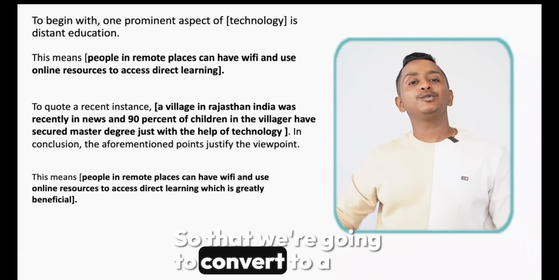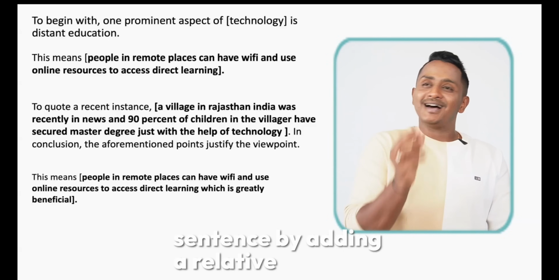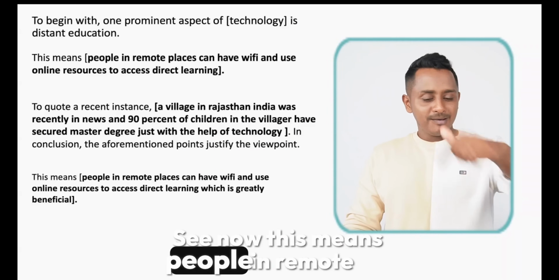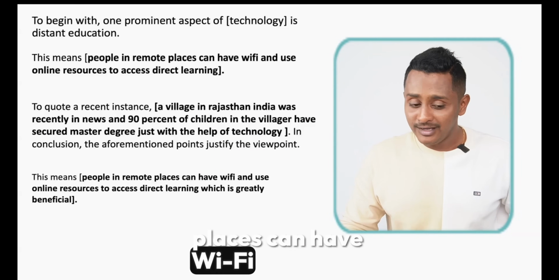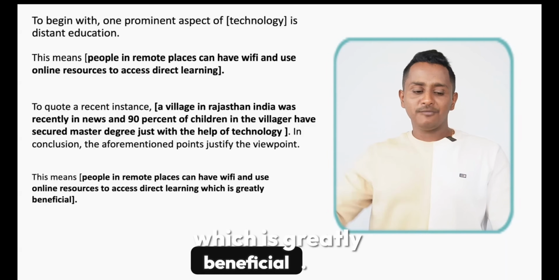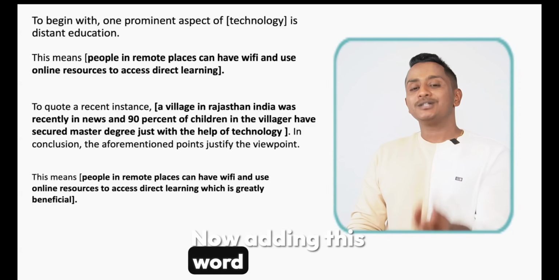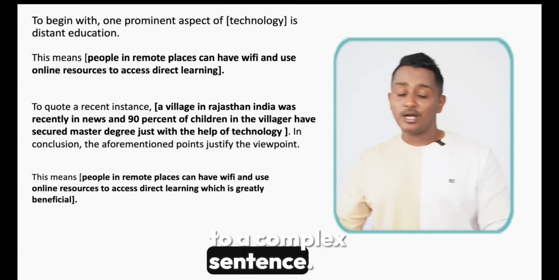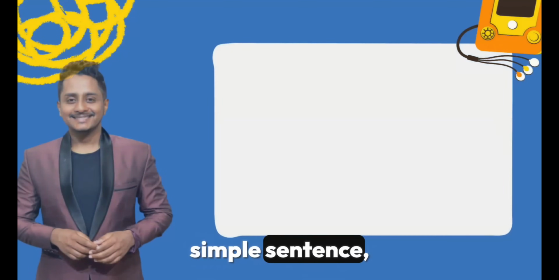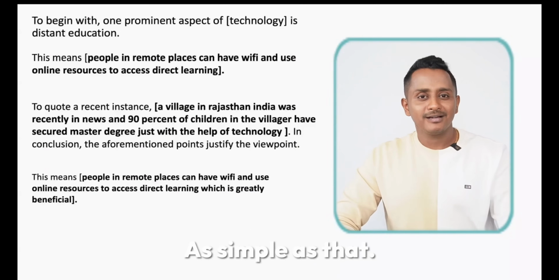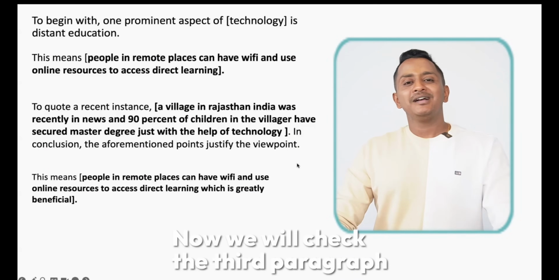So we're going to convert it to a complex sentence by adding a relative clause with "which". See, now this means people in remote places can have Wi-Fi and use online resources to access distant learning, which is greatly beneficial. Adding this word "which" converts a compound sentence to a complex sentence. Now in the second paragraph I have one simple sentence, one compound sentence and one complex sentence. All of them are already there. As simple as that. Now we will check the third paragraph.